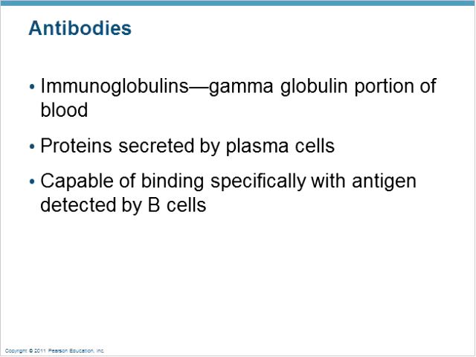Antibodies are immunoglobulins. There's a gamma globulin portion of blood, and they're proteins that are secreted by the plasma cells, those B lymphocytes, if you will, that attack the antigens that are foreign to us. They're capable of binding specifically with the antigen which was detected by that original B cell when it first came in contact with it.